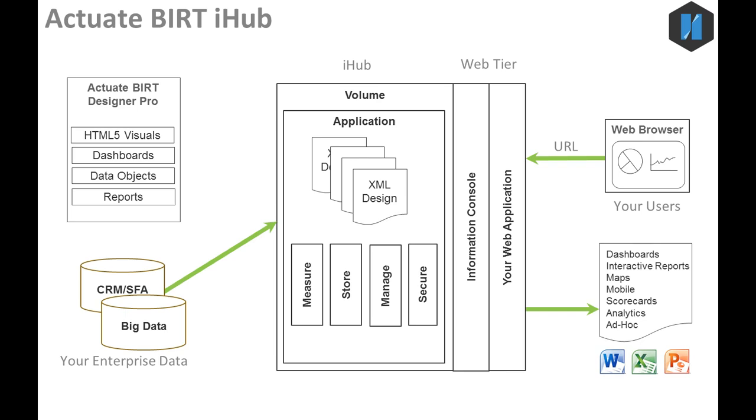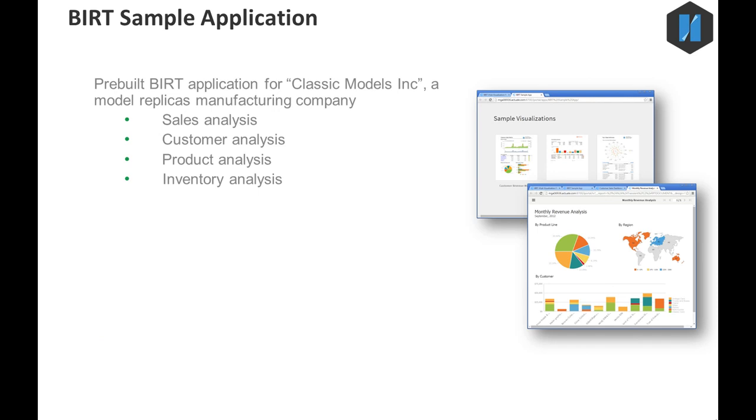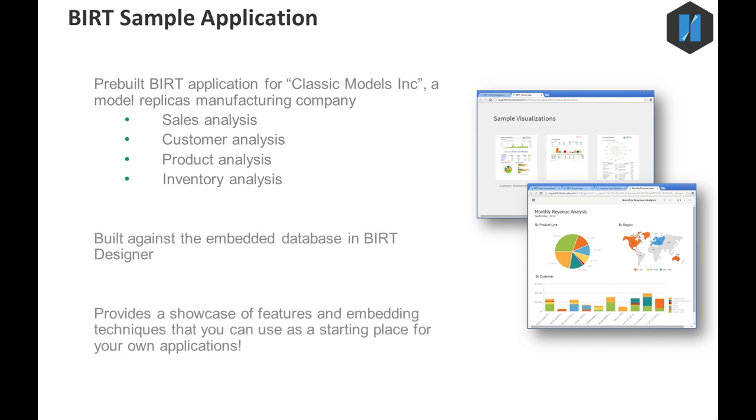You will learn about features of the Interactive Viewer by working with the BIRT iHub Sample Application. The Sample Application analyzes sales revenue for a company that produces model cars, trains, ships, and other vehicles for toy stores, hobby shops, and collectibles distributors. Let's take a look at the Sample Application reports that showcase BIRT iHub F-Type features.